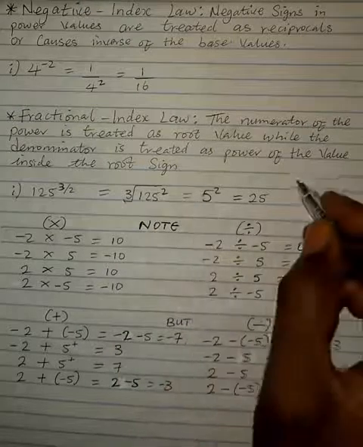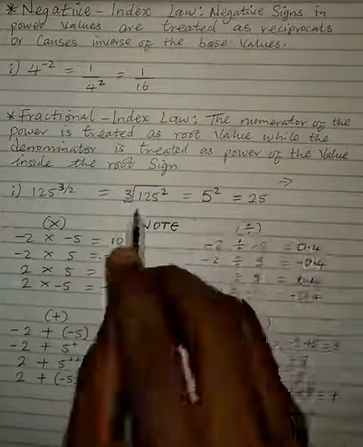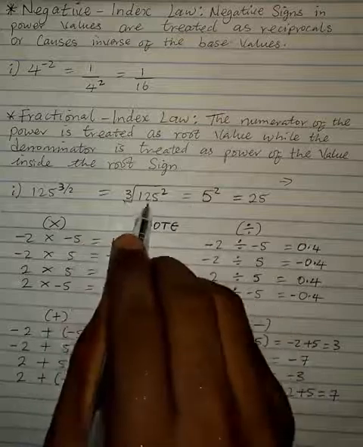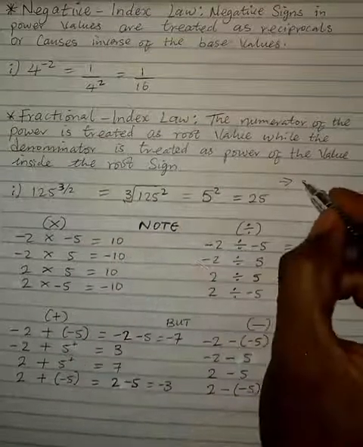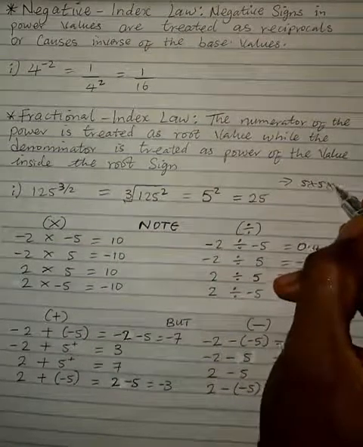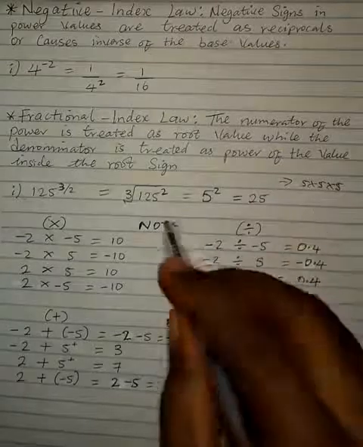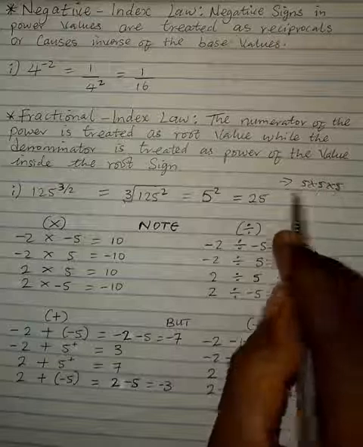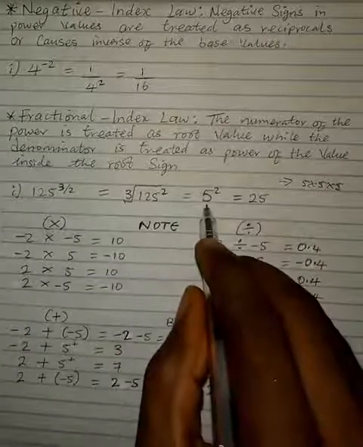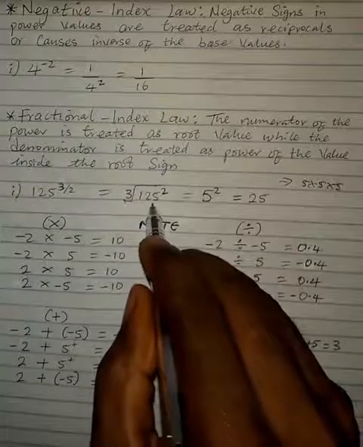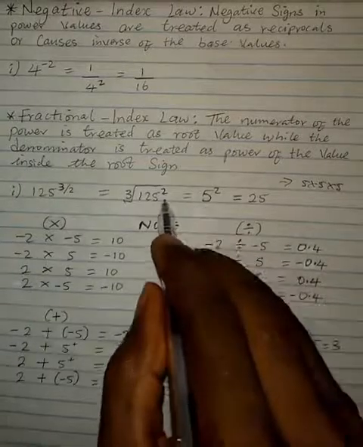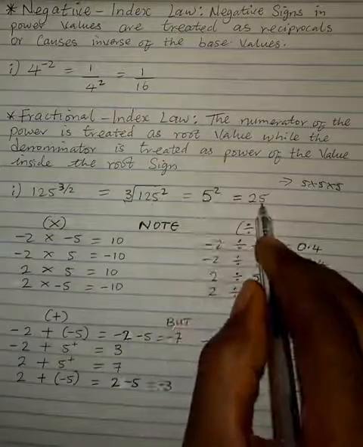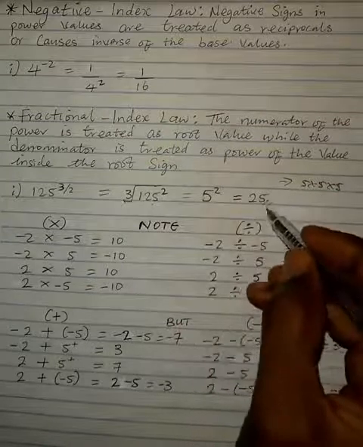How do we know? What this means is, what number can you multiply 3 number of times to give you 125? And it is 5. If you multiply 5 by itself 3 times, you will get 125. 5 times 5 is 25, 25 times 5 is 125. So the answer is 5, that the third root of 125 is equal to 5. Now the power of 2 was there, so we have 5 raised to the power 2, which is equal to 25. That's it for this one.